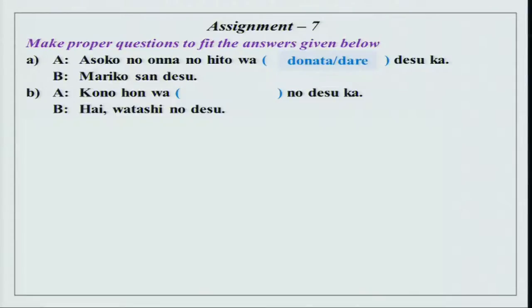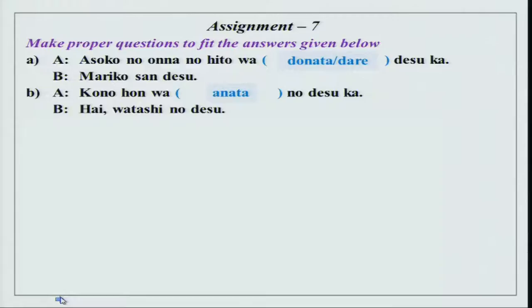Then kono hon wa dare no desu ka? Now over here it is a Hai watashi no desu. So kono hon wa anata no desu ka? Hai watashi no desu. Let us see what it is.